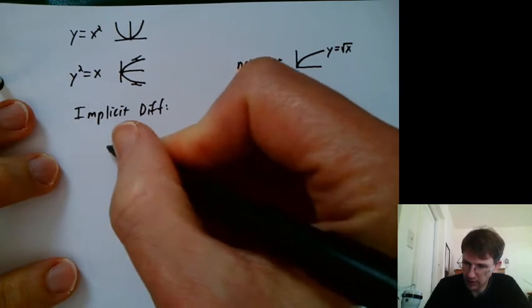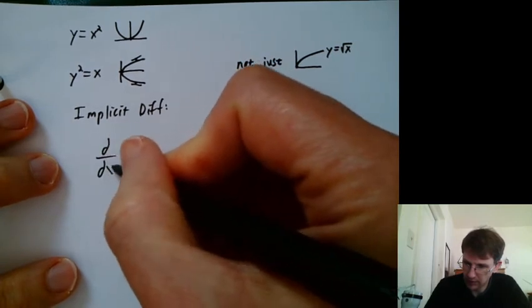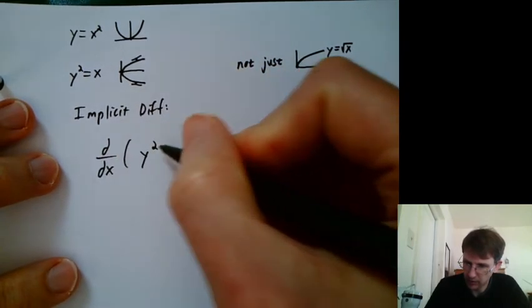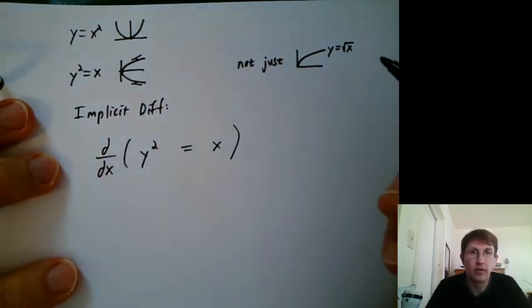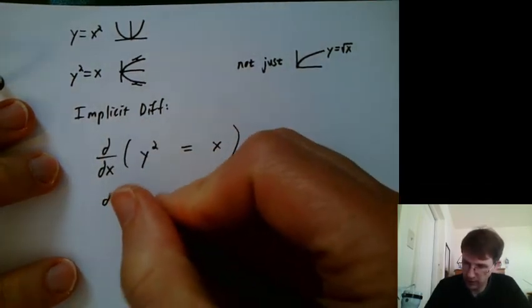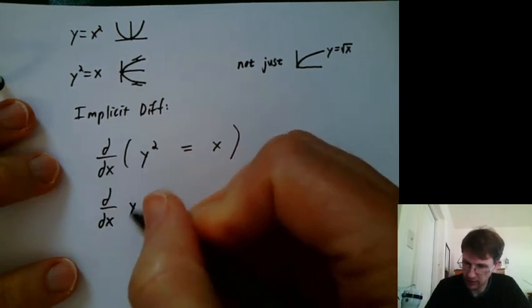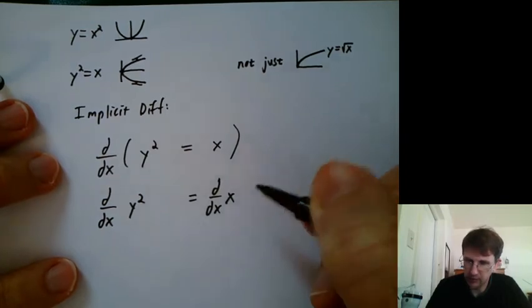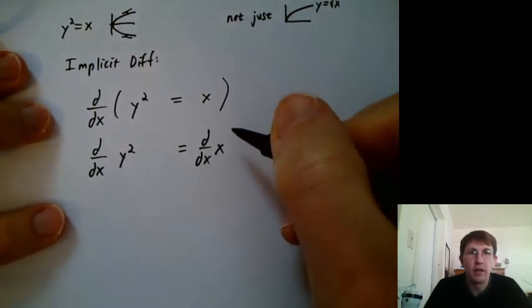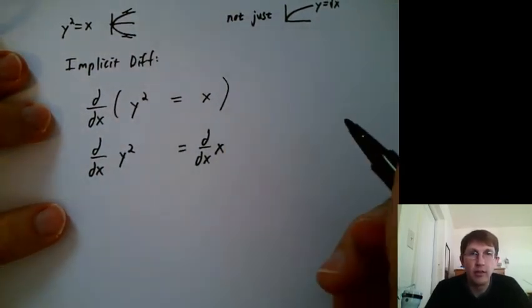So let's take d dx of y squared equals x. So take the derivative of the whole thing with respect to x. That'll give us d dx of y squared equals d dx of x. So one side is easy and one side is difficult.